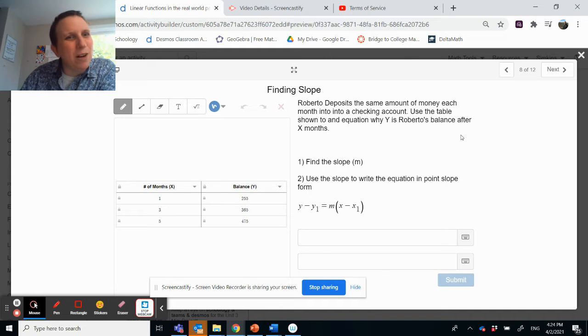Roberto has a savings account, and we're going to write an equation for it. We're going to start off by finding the slope that goes with this table.